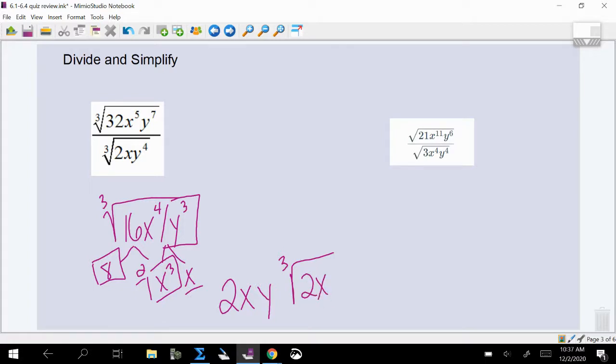Same thing with the next one. I'm going to divide first. This is a square root, though. 21 divided by 3 is 7. X to the 11th divided by x to the fourth is x to the 7th. Y to the 6th divided by y to the fourth is y squared.